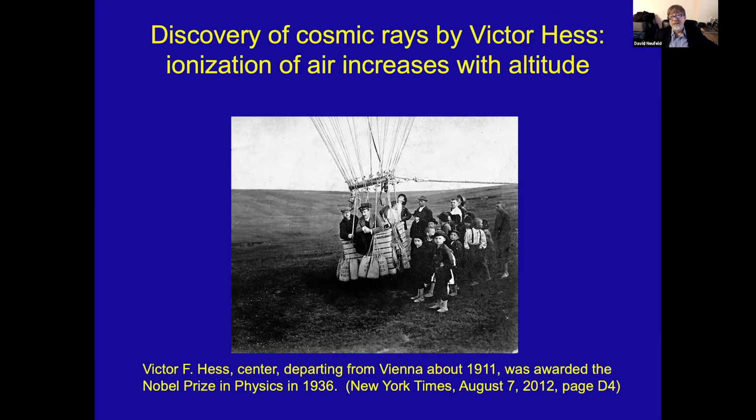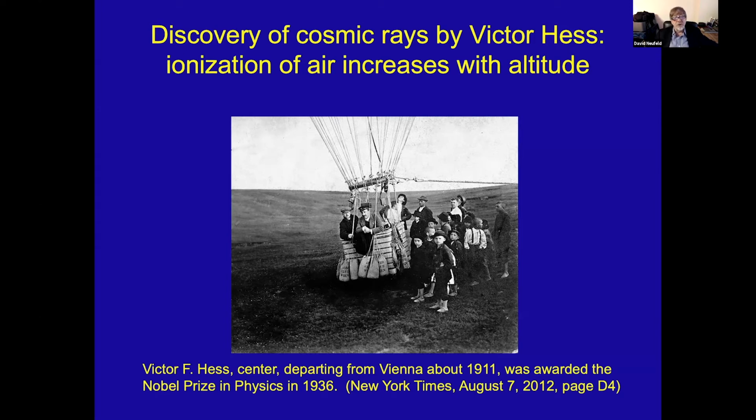So the cosmic rays were actually discovered a little over a century ago by Victor Hess, who conducted a series of experiments in a balloon for which he won the Nobel Prize in 1936. And here you see him about to leave in this wicker basket. He went on a series of flights up to altitudes as high as 17,000 feet, carrying with him an electroscope, which he used to measure the ionization of the air as a function of altitude.